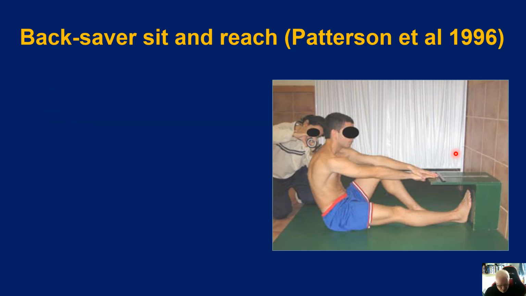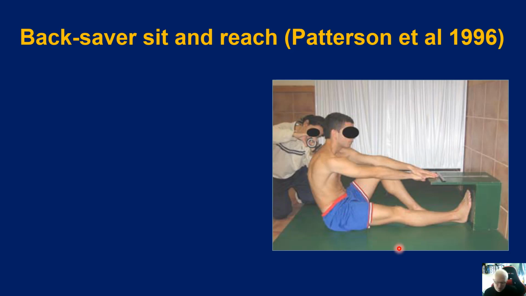So there were clearly limitations that you could see with that. So what started to happen over the course of time is that attempts have been made to increase the validity by reducing the variability in the test. And one such approach was put forward by Patterson and colleagues in '96, which is what's called the Backsaver sit and reach test. And in the Backsaver, you can kind of see what is going on here.